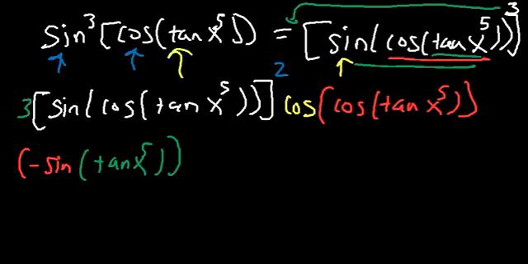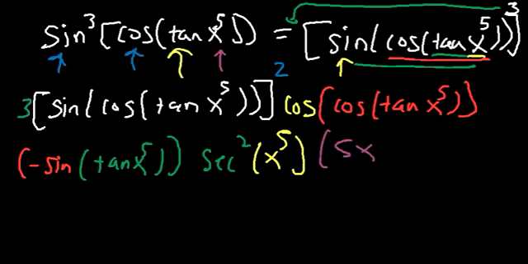We need to differentiate tangent. The derivative of tangent is secant squared, and then the interior of tangent is x to the fifth. So the last thing we need to differentiate is x to the fifth, which is 5x to the fourth. That's the answer for that problem. That's a quick way of how you can use the chain rule method.